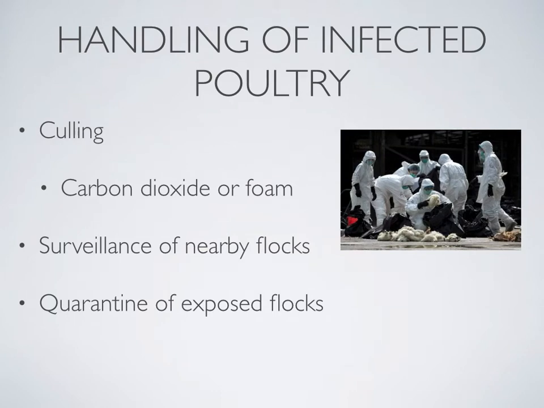When avian influenza outbreaks occur in poultry, depopulation or culling of infected flocks is usually carried out. The two most common methods to cull birds are to use carbon dioxide or to apply a foam similar to what is used to suppress a fire. Both processes quickly suffocate the birds. In addition, surveillance of flocks that are nearby or linked to the infected flocks and quarantine of exposed flocks with culling if disease is detected are the preferred control eradication methods.